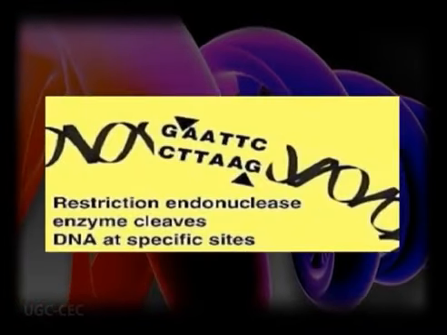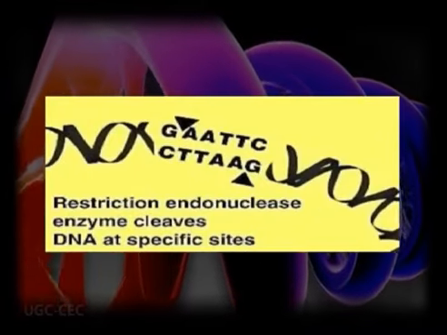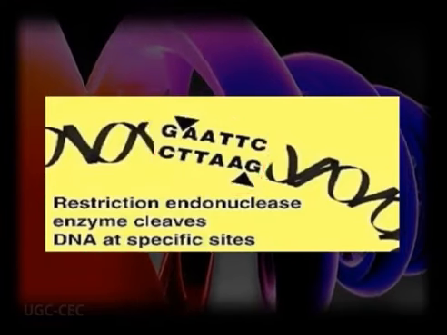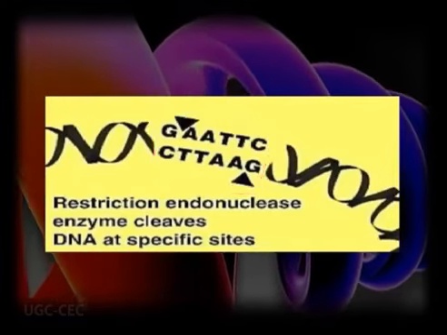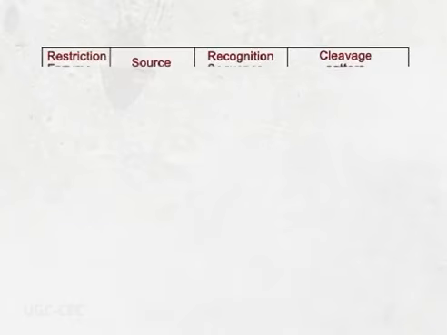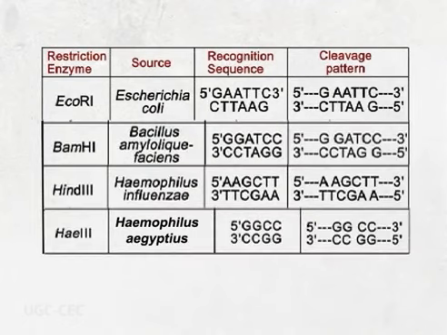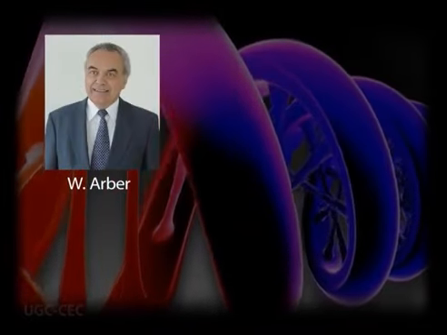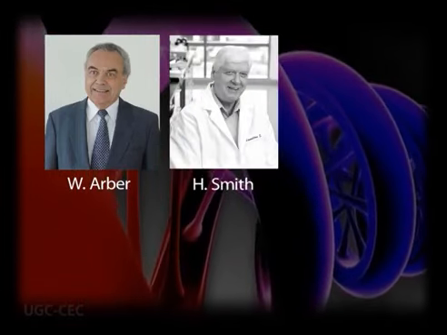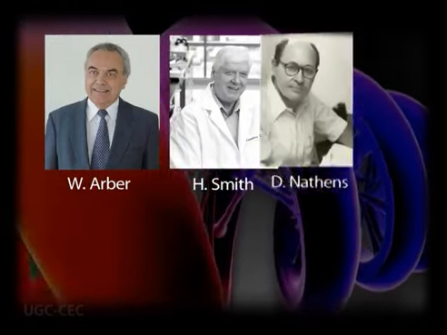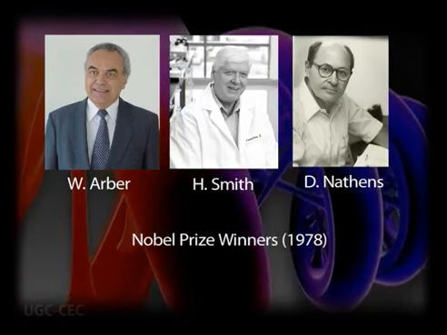Restriction endonucleases, also called restriction enzymes, are a class of enzymes that cut DNA at specific sites called restriction sites or recognition sites. Some of the commonly used restriction enzymes are EcoRI, BamHI, HindIII, HaeIII, etc. The discovery and characterization of type 2 restriction endonucleases led to the award of the Nobel Prize to Werner Arber, Hamilton Smith and Daniel Nathans in 1978.